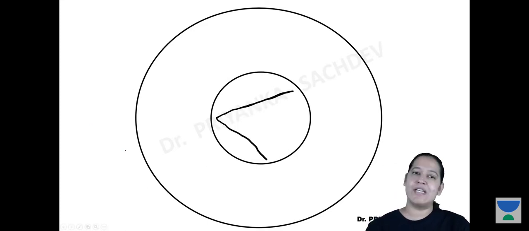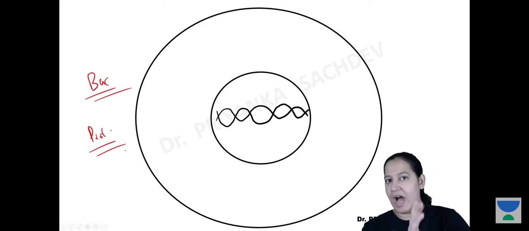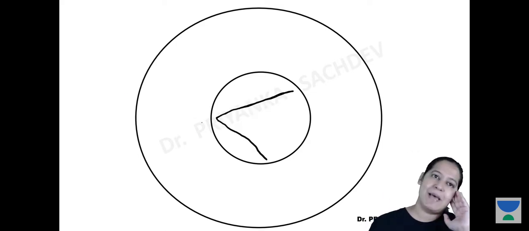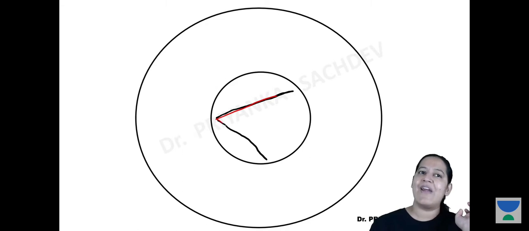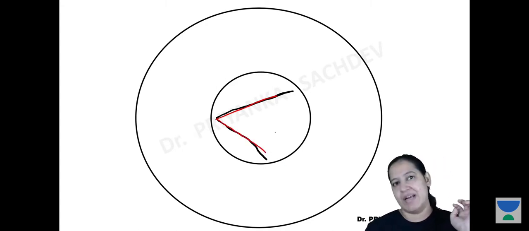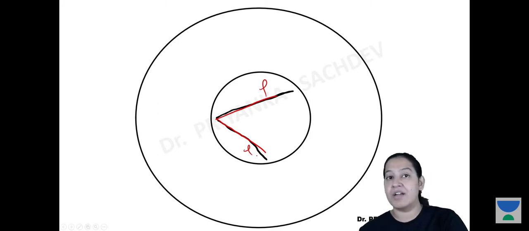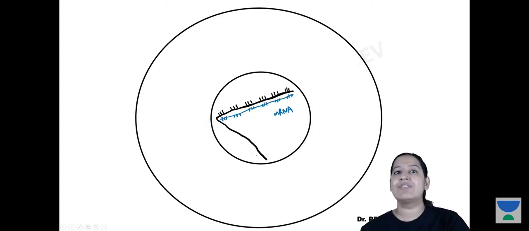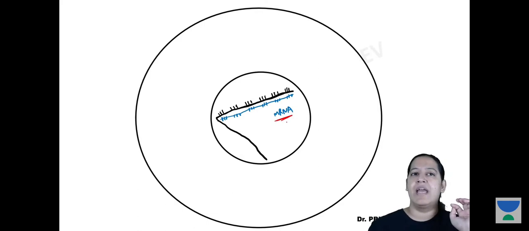First, the 2 strands of the DNA will be separated. Unwinding takes place. The 2 strands will be separated. So one will be the leading strand, one will be the lagging strand. You know, one is leading, one is lagging. Then, starting from the leading strand, mRNA will be formed on the leading strand. Can you see the mRNA? So mRNA will be formed.